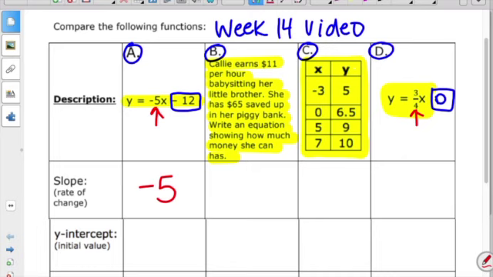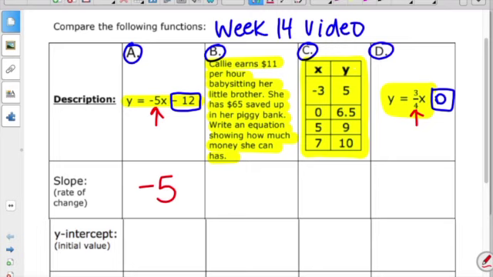For B, we have a verbal description, so let's read that. Callie earns $11 per hour babysitting her little brother. She has saved $65 in her piggy bank. Write an equation to show how much money she has. So we'll write our equation at the end.